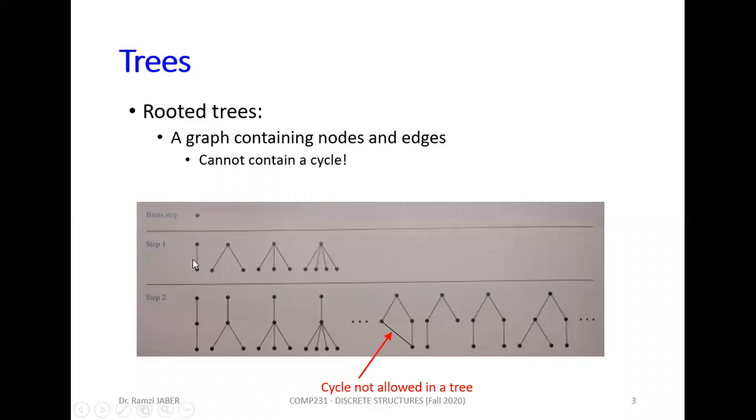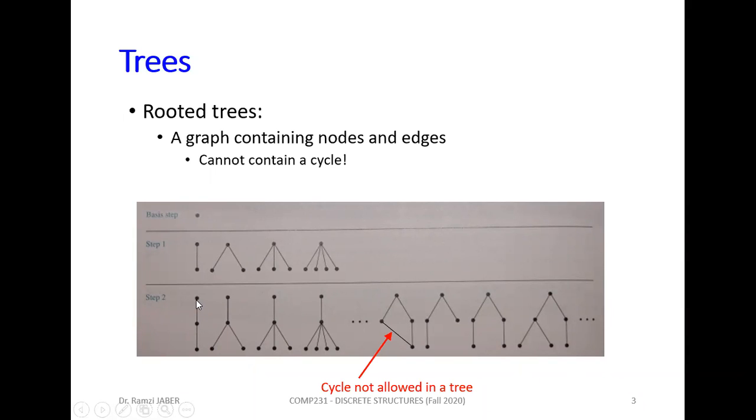Step one will be one level, one edge here. We can connect one node to 2, or to 3, to 4, to n. From one node to n nodes as children here. This is called children. This is the parent. Step two can be one of these.